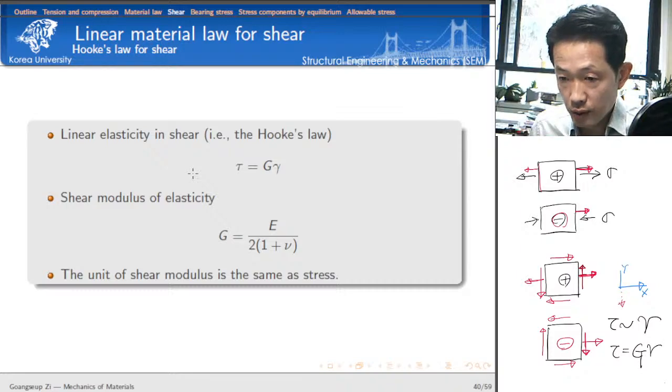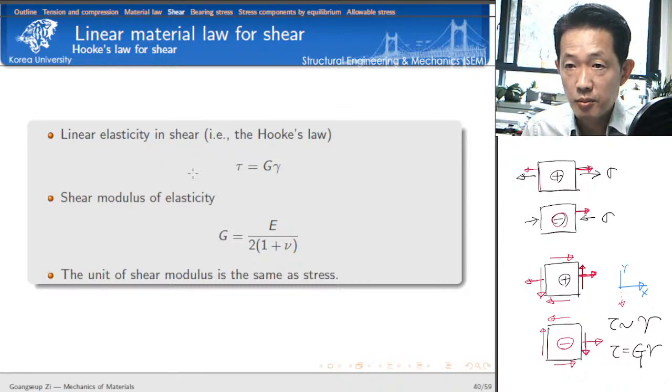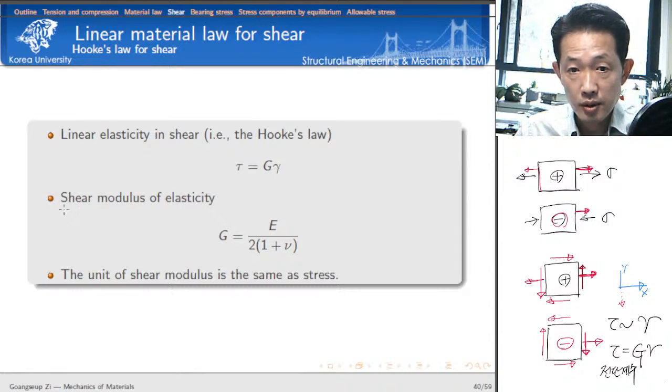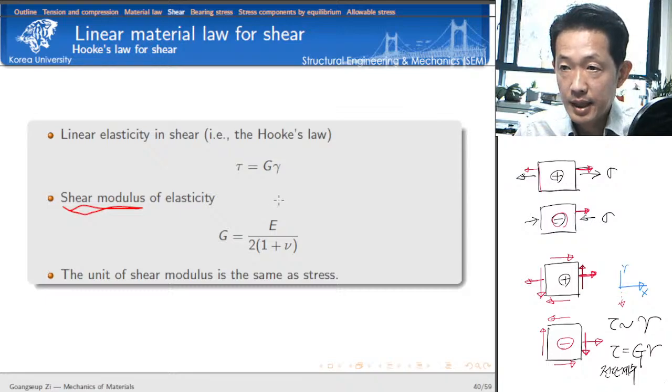And this proportional coefficient is called the shear modulus. Okay, shear modulus, 전단 계수. We call it 전단 계수, the shear modulus. Or 전단 탄성 계수, same meaning. Okay, 전단 탄성 계수, 전단 계수, same.